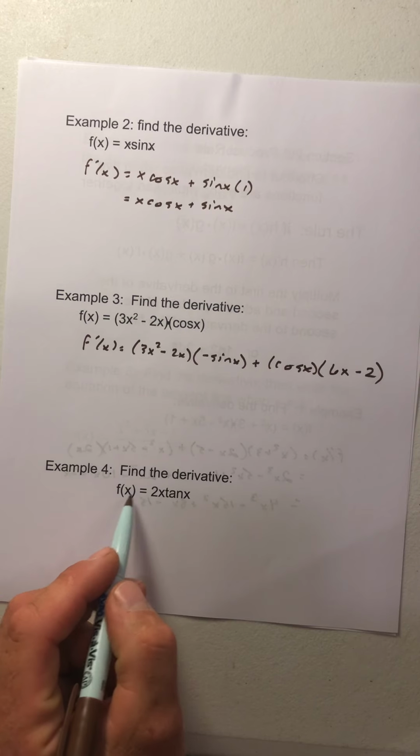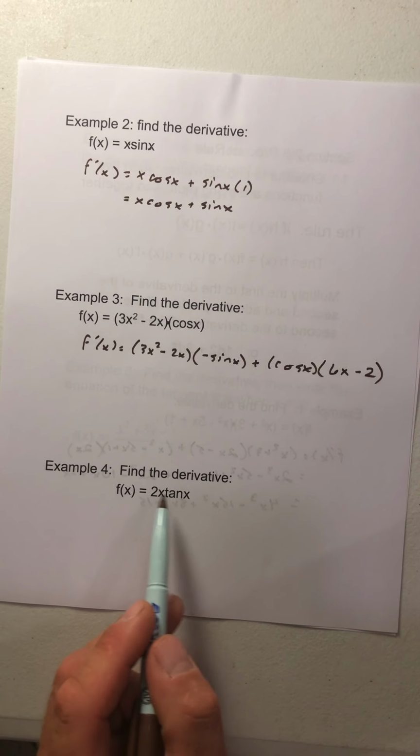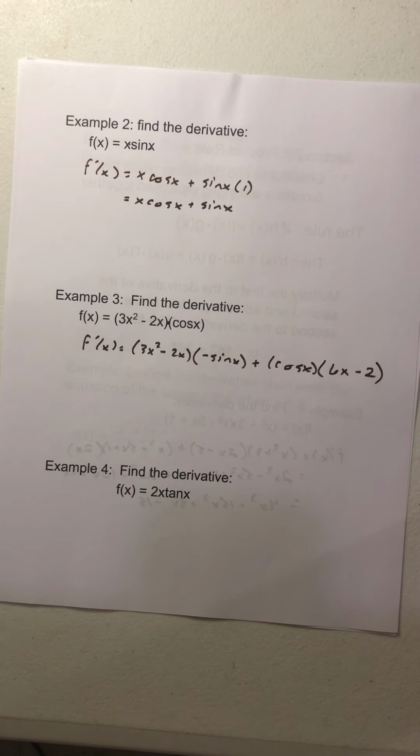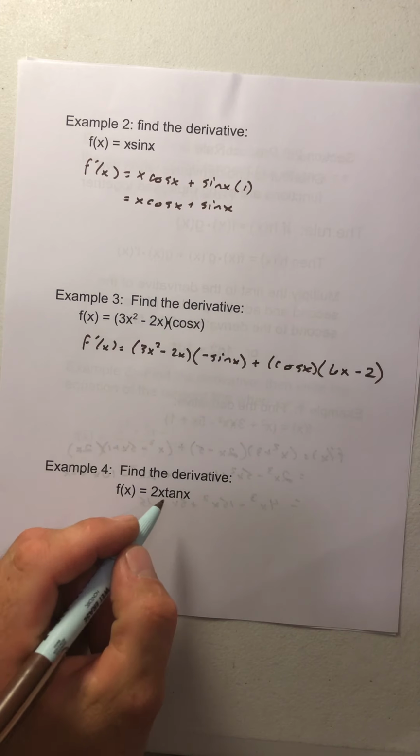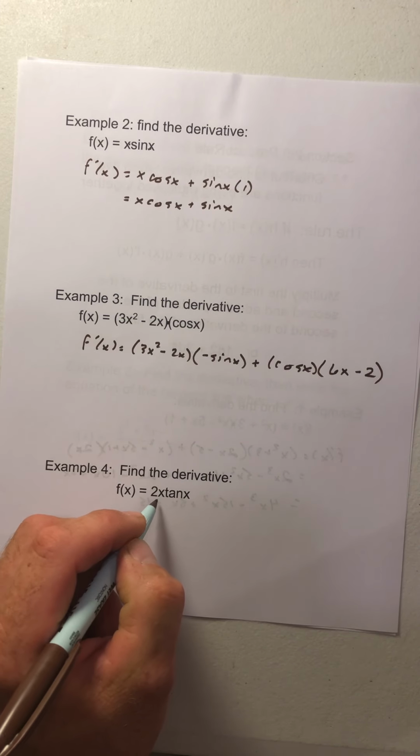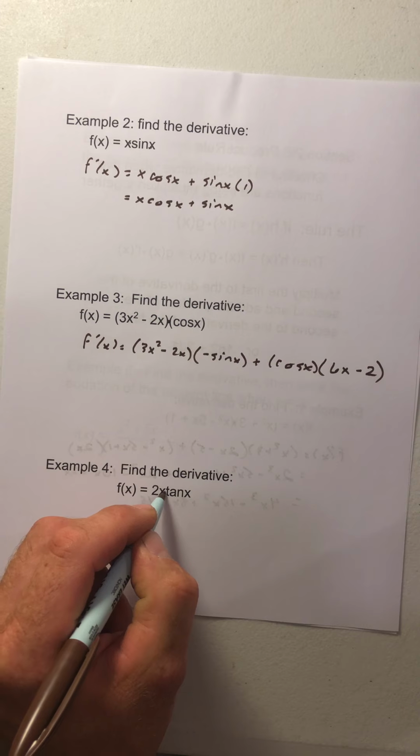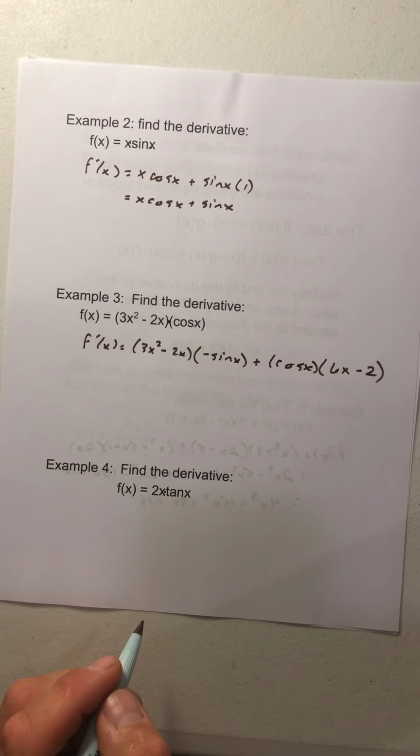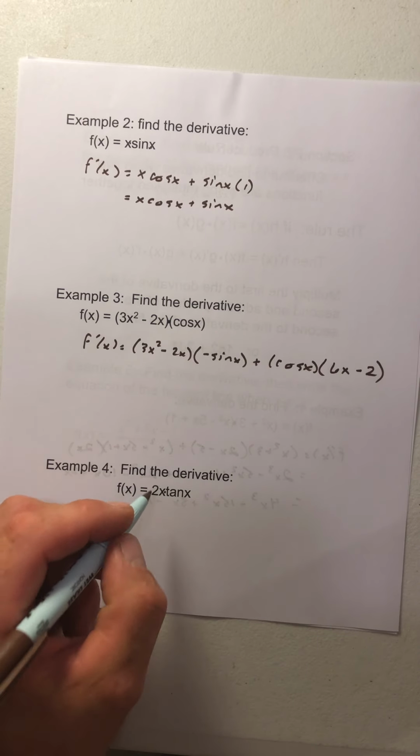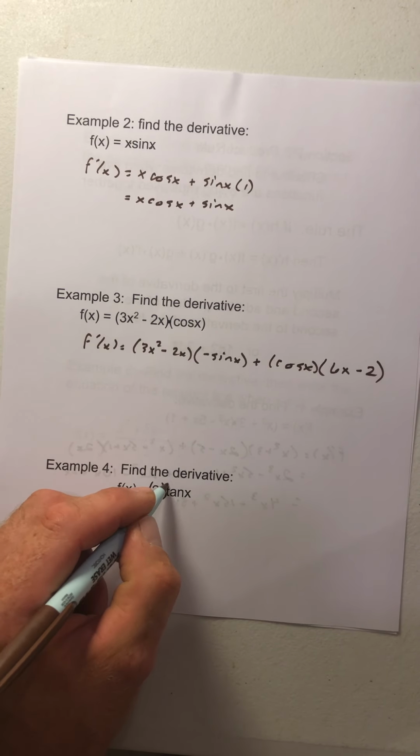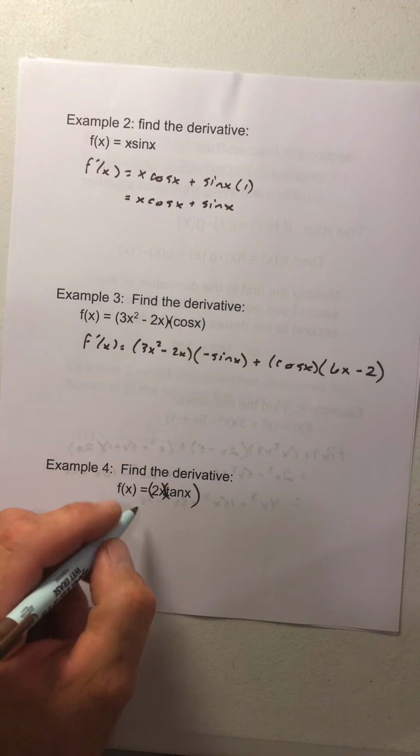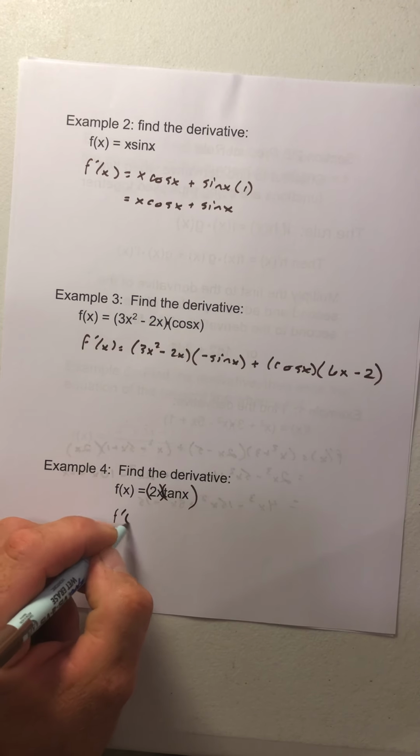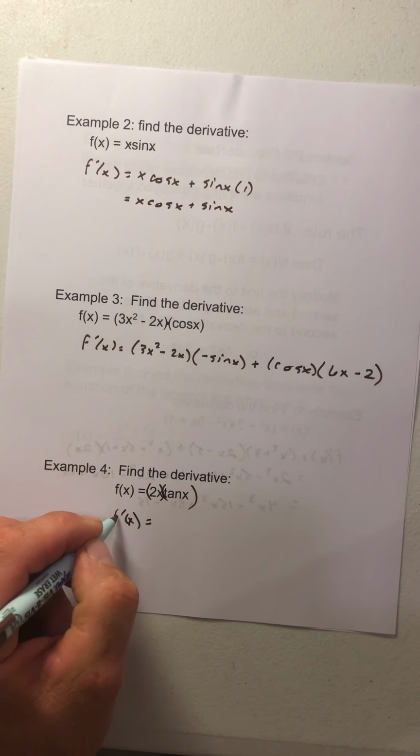Example 4, f of x equals 2x tangent of x. Notice we don't have parentheses. We don't need parentheses necessarily to have a product rule. We've got to be able to find our two terms though. So we have 2x, that's our first part there, and then tangent of x is going to be the second part of that function. If you want, you could put parentheses around that, and it might denote what your first and second part of the function is.